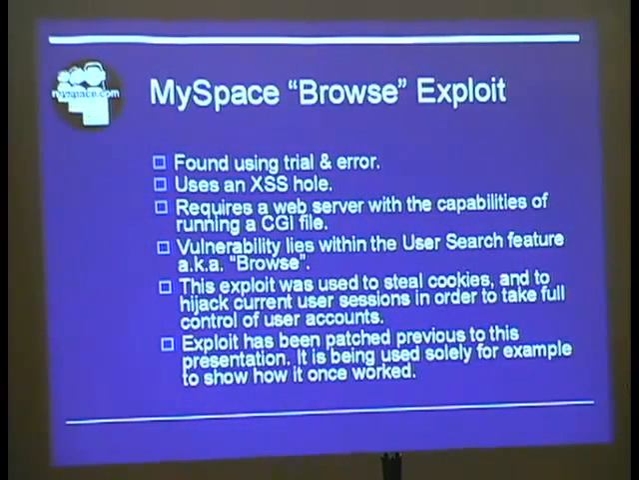The exploit I'm going to be talking about is in the browse function of the site, which is MySpace's version of search. I found it using trial and error, just like I was describing, just plugging it into different URLs, and I found this one. It uses a cross-site scripting hole, obviously. It requires a web server with the capability of running a CGI file. So you need to have your own web server, one that you've either rented out of your house or one that you're buying from a company, just renting for a while. Something that can run a CGI, basically.